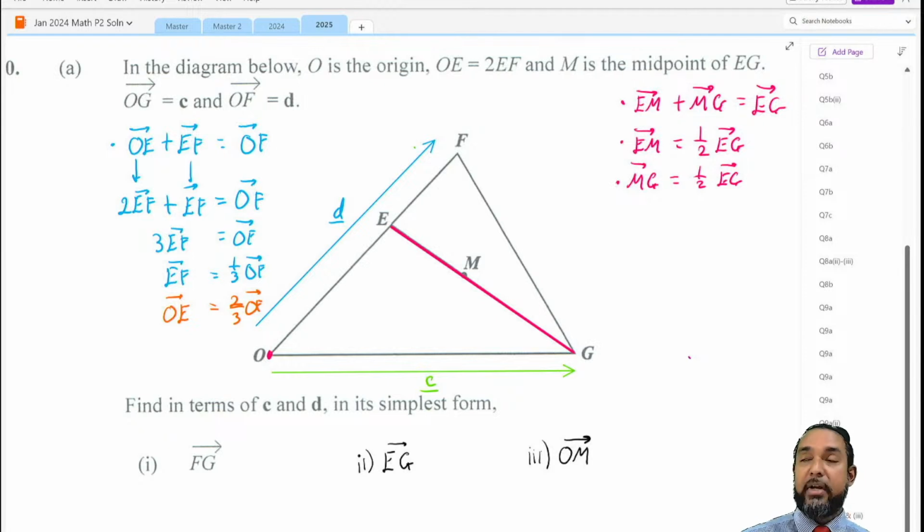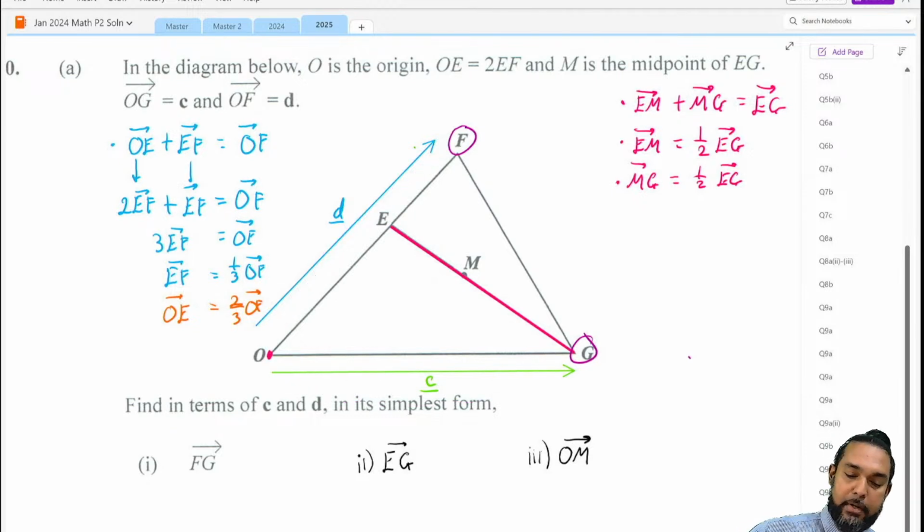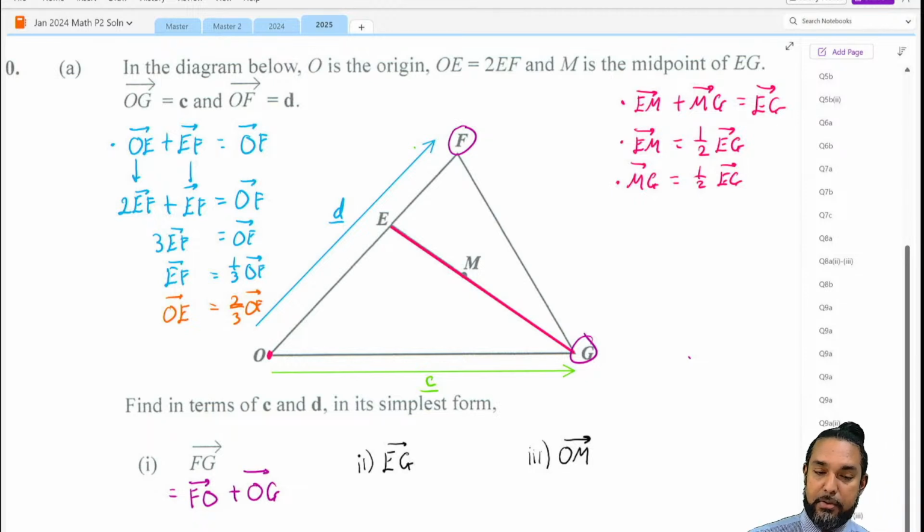But we can go different ways. We can travel an alternative route. If you're at F and you want to go to G, but this road is blocked, we could take a different route. What's one route we could take? Correct. We could simply go from F to O and O to G. Right? So FG is equal to FO plus OG. Now we have a vector for OG, not so? OG is the green one.